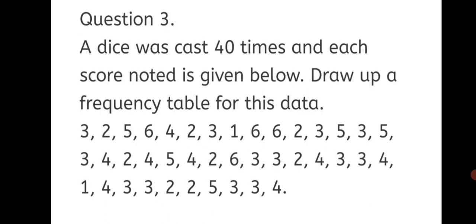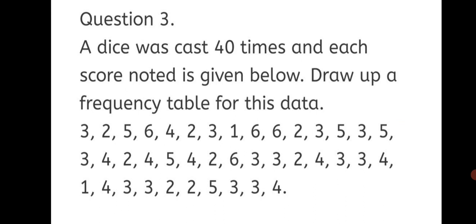Question number 3. A dice was cast 40 times and each score noted is given below. Draw up a frequency table for this data. Now the scores that we see are 1, 2, 3, 4, 5 till 6. Naturally a dice has 1 to 6. So we will write in the first column numbers 1 in ascending order till 6. And what will be our title? It is the score that is cast when the dice is thrown. So accordingly you will write your title.